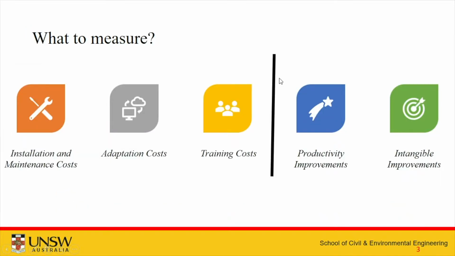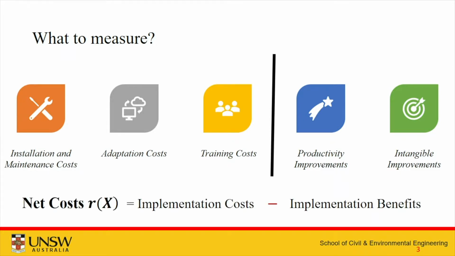We measure the net cost through implementation cost, which are the three items on the right, and the implementation benefit, which are the two on the left. The implementation costs include installation and maintenance cost, adaptation cost, and training cost. The benefits are productivity improvement and intangible improvement. In this case, the net cost Rx will be the difference between costs and the benefits.